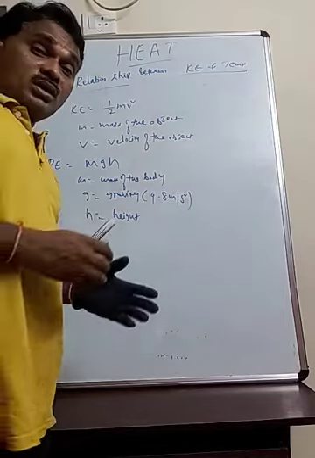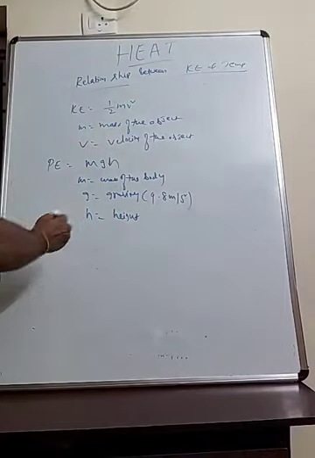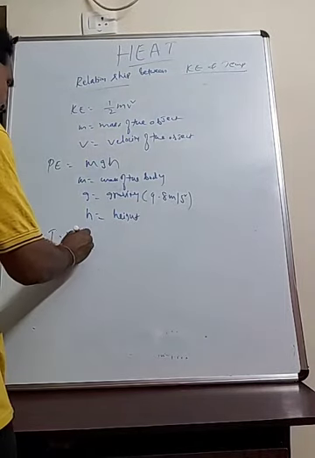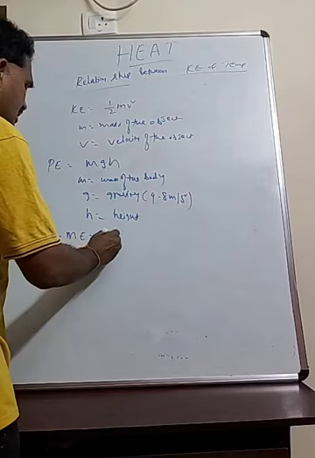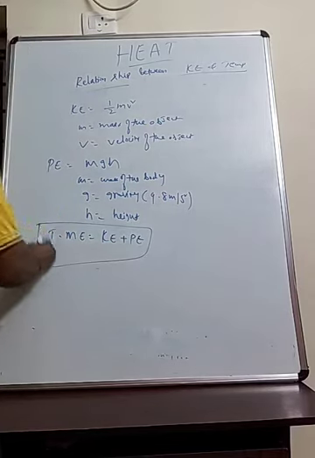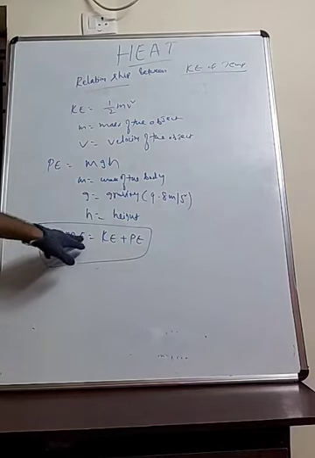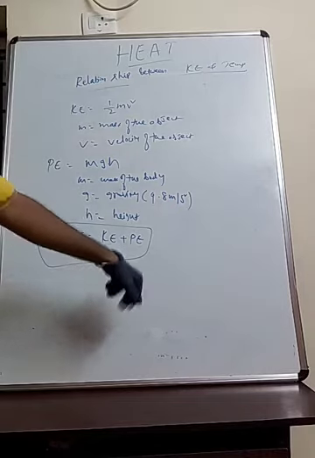So what is total mechanical energy, or mechanical energy? Total mechanical energy is nothing but Ke plus Pe. The sum of potential energy and kinetic energy is called total mechanical energy.